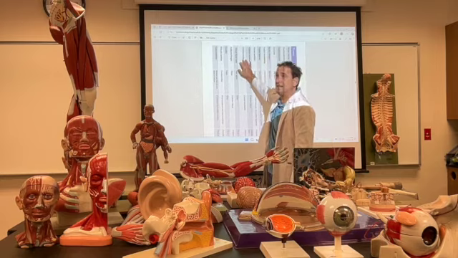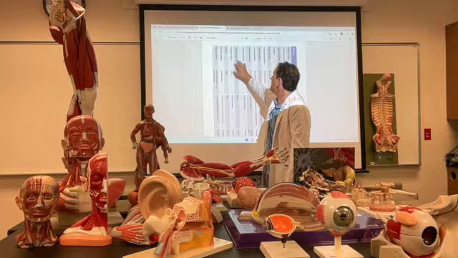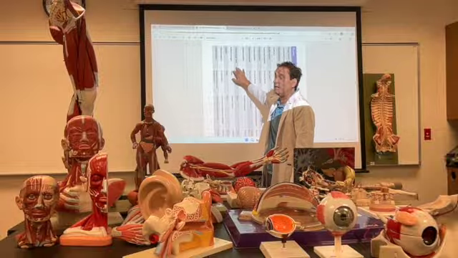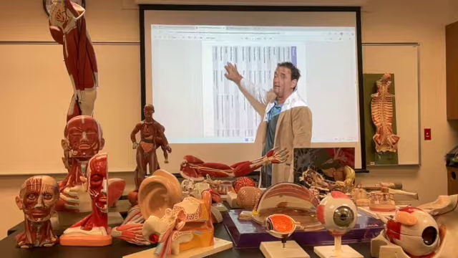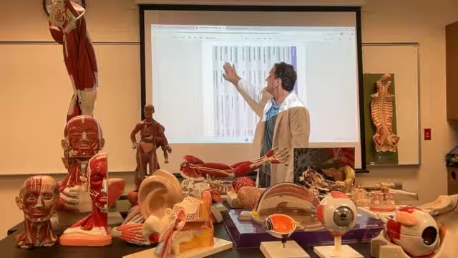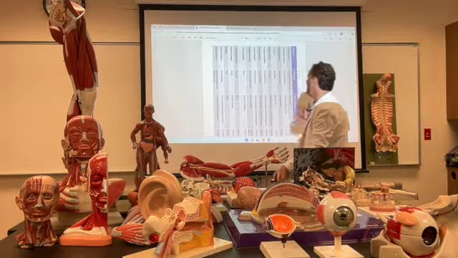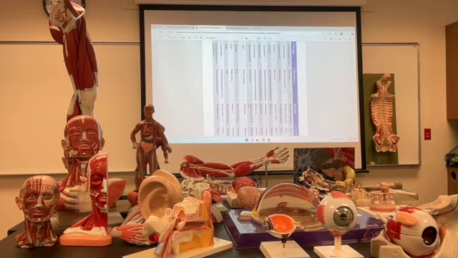Gluteus maximus and medius. You're sitting on your maximus right now. The medius is just medial to that. Tensor fascia lata tenses a fascia called your iliotibial band I just mentioned. Adductor longus and gracilis are on the inside or the medial part, also called the inseam. Tibialis anterior is on the front of the tibia. Gastrocnemius is your calf.